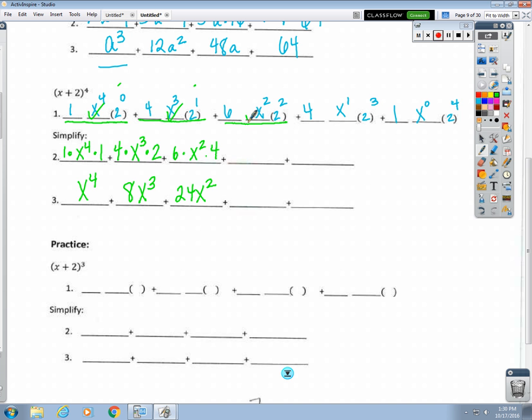24x squared. Okay, next term, you have a 4 times x to the first, you don't really have to write the 1, times what? 8. 2 cubed is 8, and so when you multiply those together, you get 32x. And then the fifth term, we have a 1 times x to the 0, which is a 1, times 2 to the 4th, which is a 16. 1 times 1 times 16 is 16.